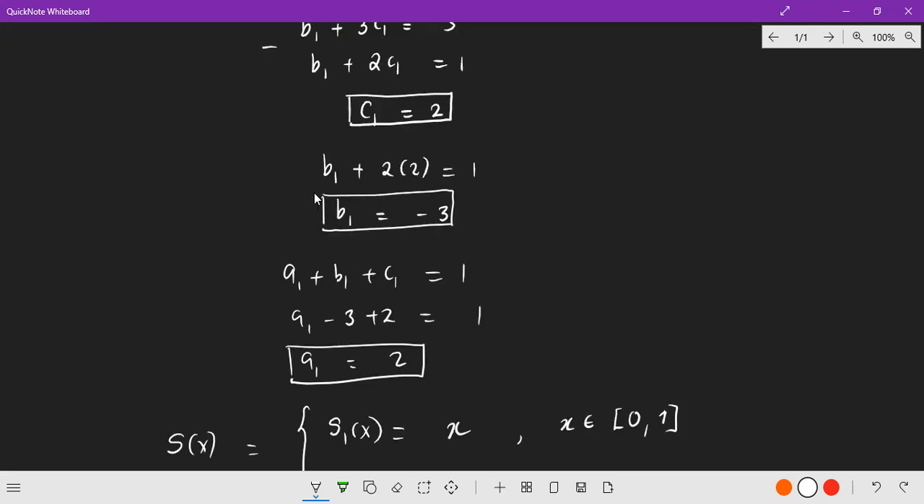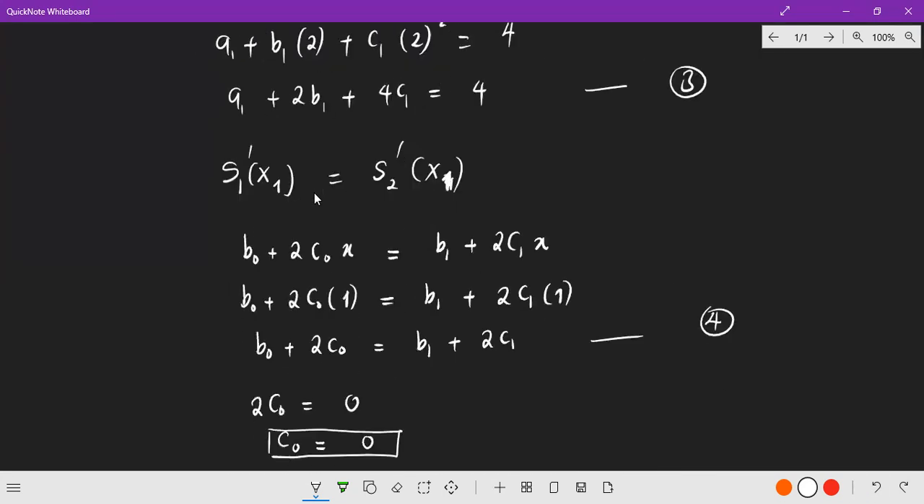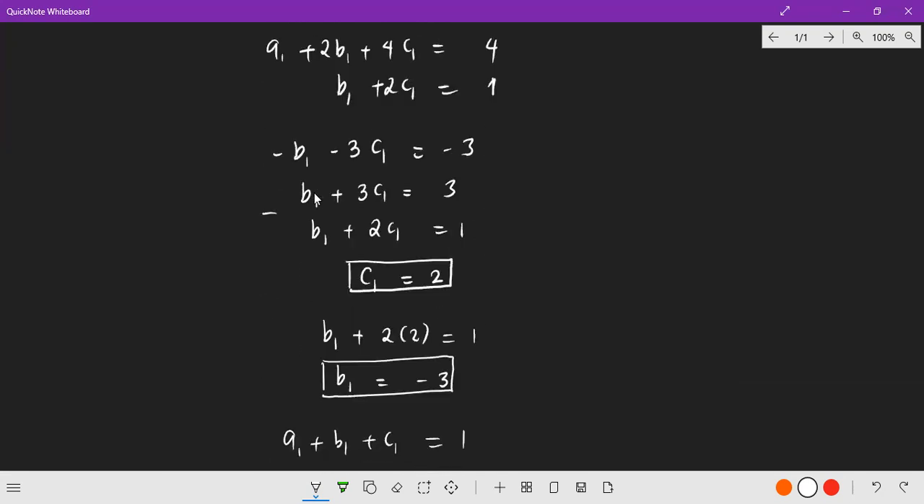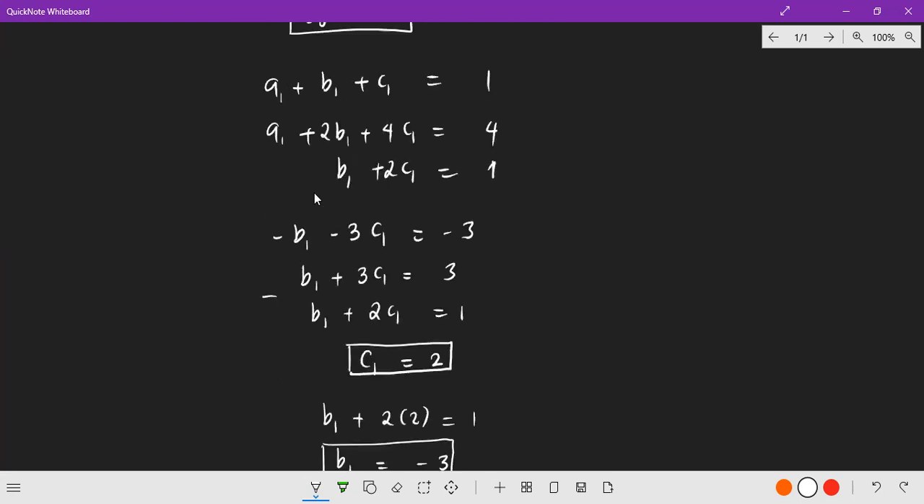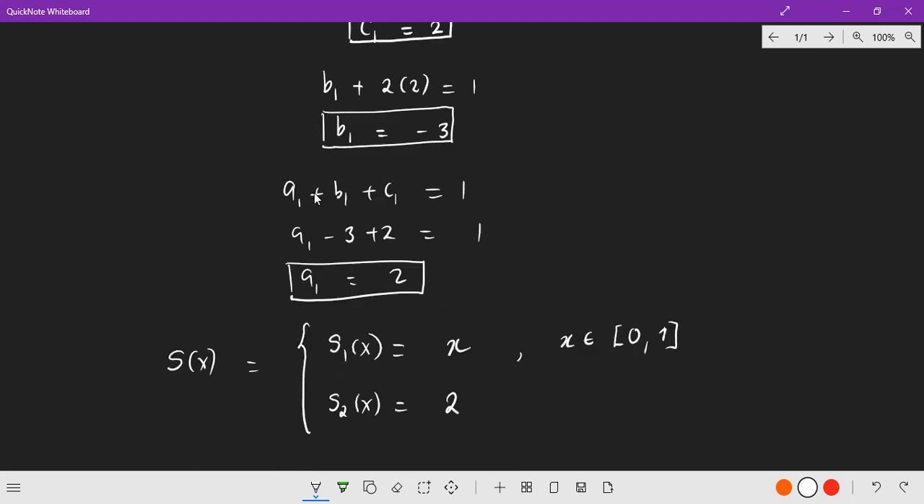And then our S2 of x equal to our A1. What was the value of A1? We're just substituting in these equations we formed here. Our A1 is 2. Our B1 is -3, so this B1 is simply the coefficient of x. And then our C1 is equal to 2. So 2 x squared. And this happens for the values of x from 1 to 2.